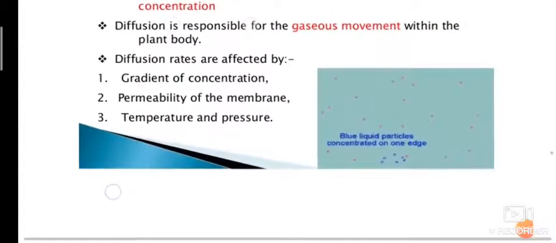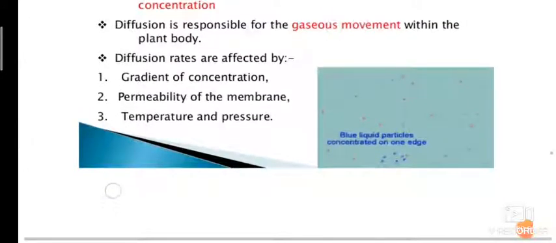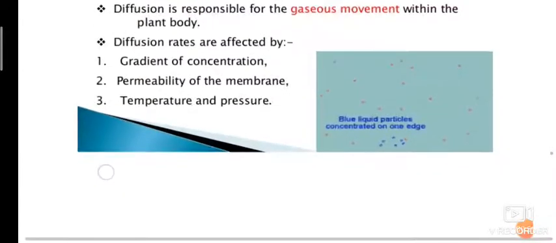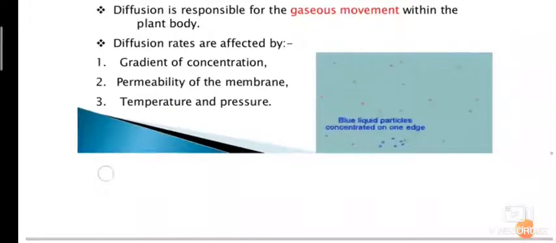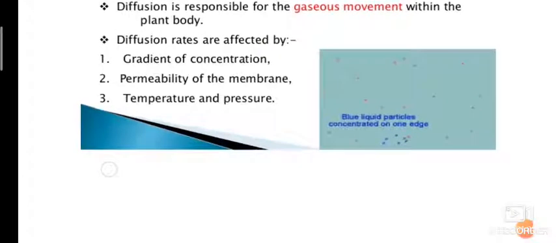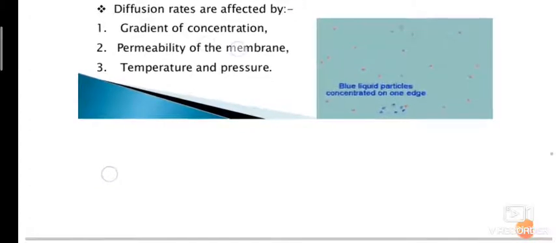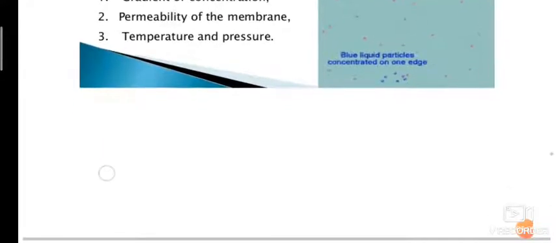Diffusion is responsible for the gaseous movement within the plant body. Diffusion rate is affected by the gradient of concentration, permeability of the membrane, temperature and pressure.